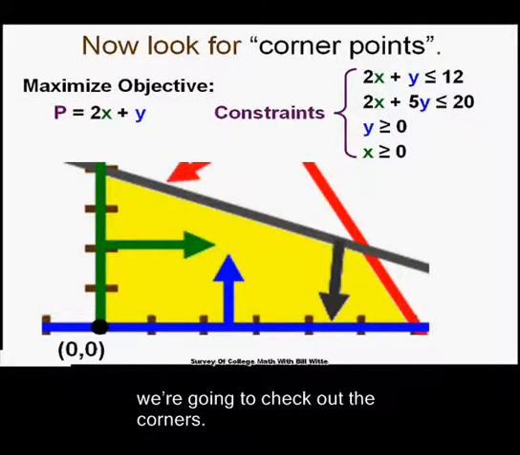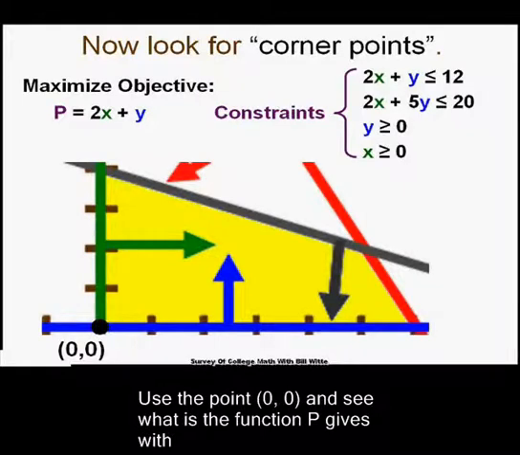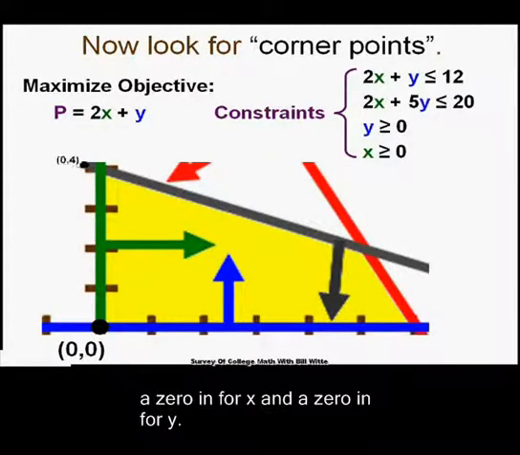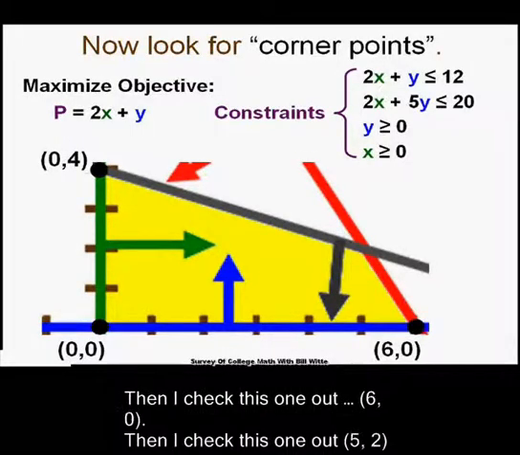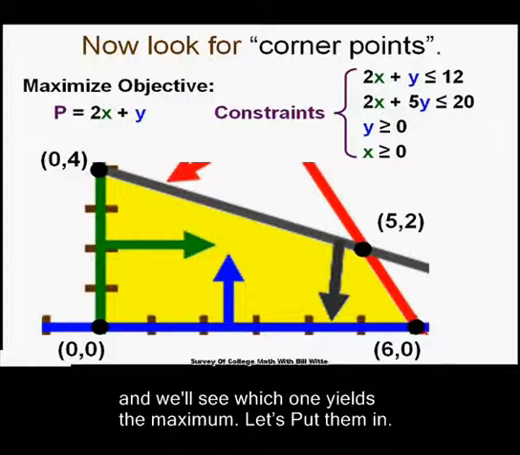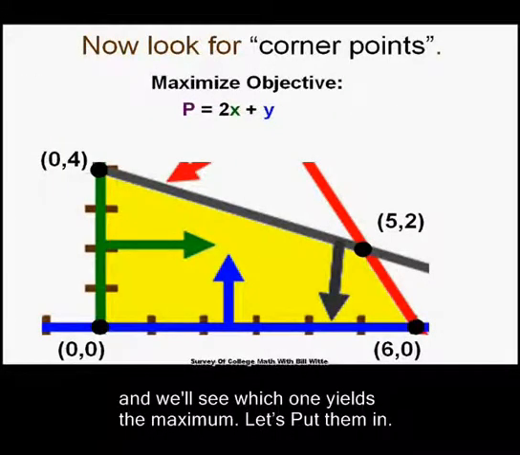The first corner is easy. We check them out and see what the function P gives me for that if I put a 0 in for x and a 0 for y. Then I check this one out, 0, 4. And I check this one out, 6, 0. Then I check this one out, 5, 2. And we'll see which one. You never know which one it is. Okay? Let's try it.